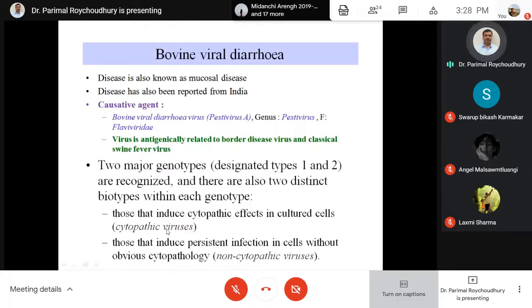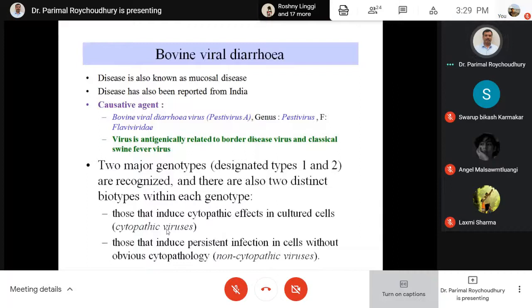Now, the second infection, the bovine viral diarrhea virus, BVDV infection. Its synonym is mucosal disease, and it is basically characterized by epithelial infections and severe diarrhea that we can see in the animal. The disease has been recorded in India. Different types were identified in cattle, sheep, goat, and even in the yak population; BVDV infection has been recorded in our country. This is caused by the bovine viral diarrhea virus.